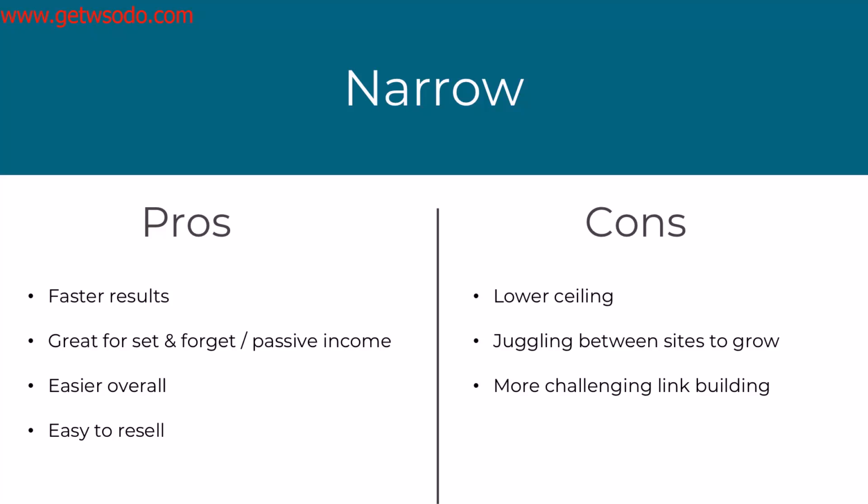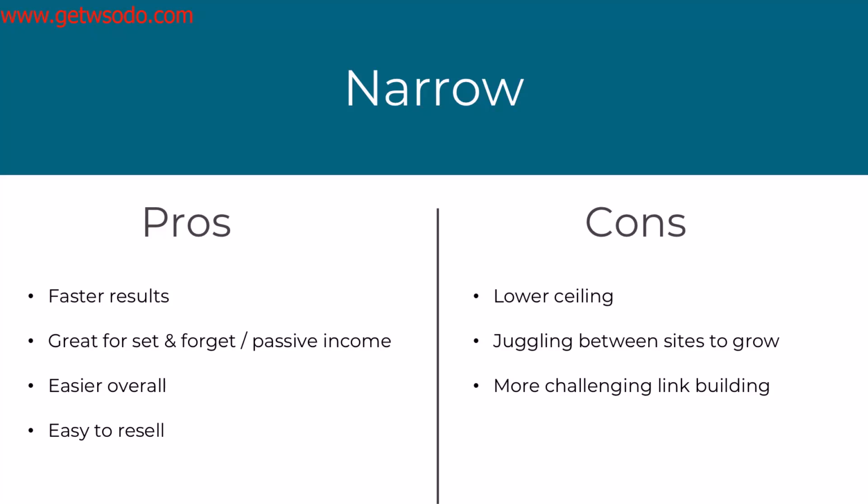And so that means that you end up juggling sites, and it can be splitting your focus and can be difficult. And overall, because the focus of these sites is more narrow, so let's say a Yorkie site versus a dog site, link building is going to be more challenging. On the other hand, you also need fewer links, so it's kind of a balance here.